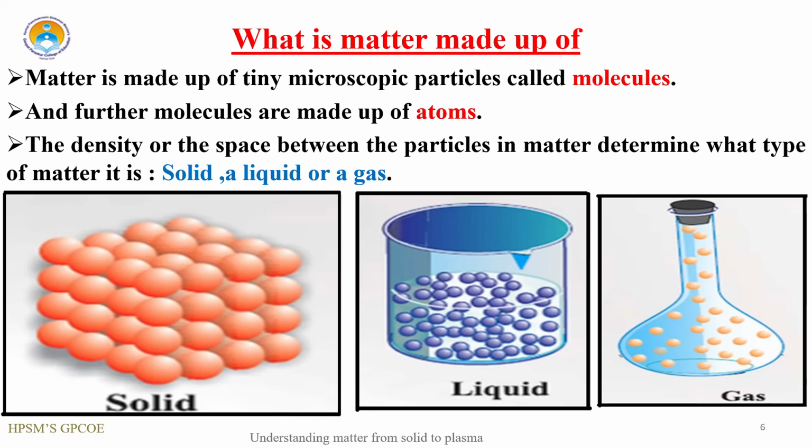What is the matter made up of? Matter is made up of tiny microscopic particles called molecules, and further molecules are made up of atoms. The density or the space between the particles in matter determines what type of matter it is: a solid, a liquid or a gas. So there are three states of matter, that is solid, liquid and gas.